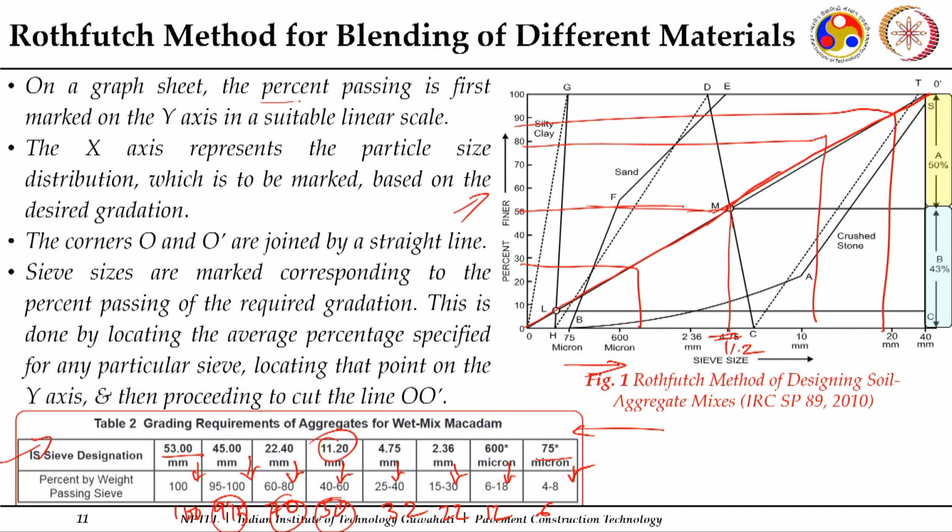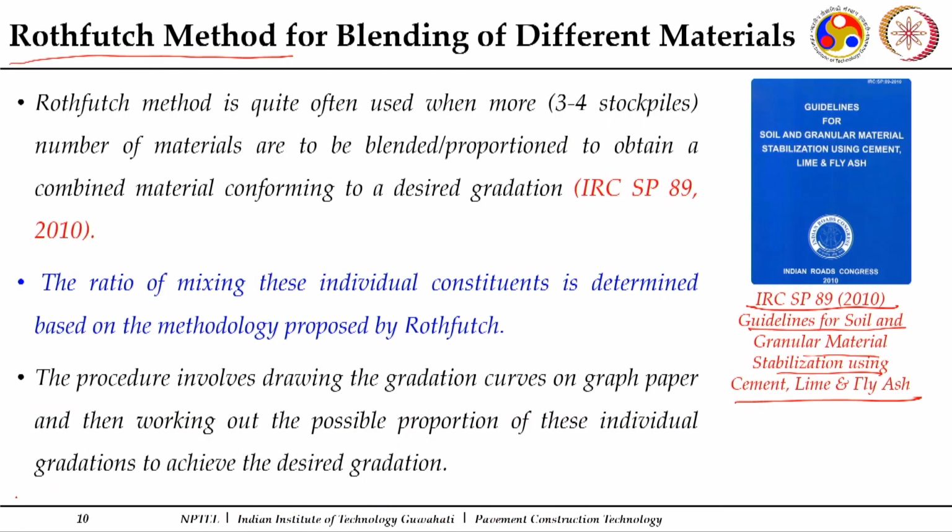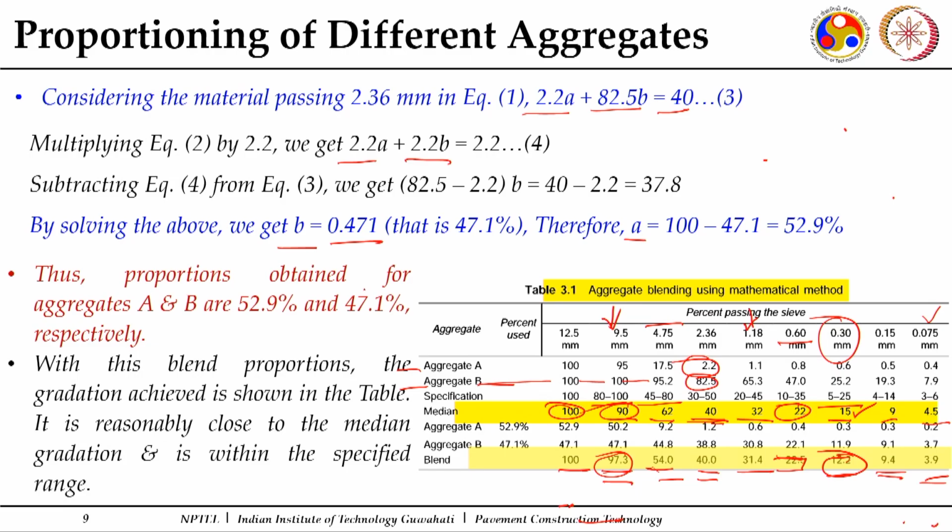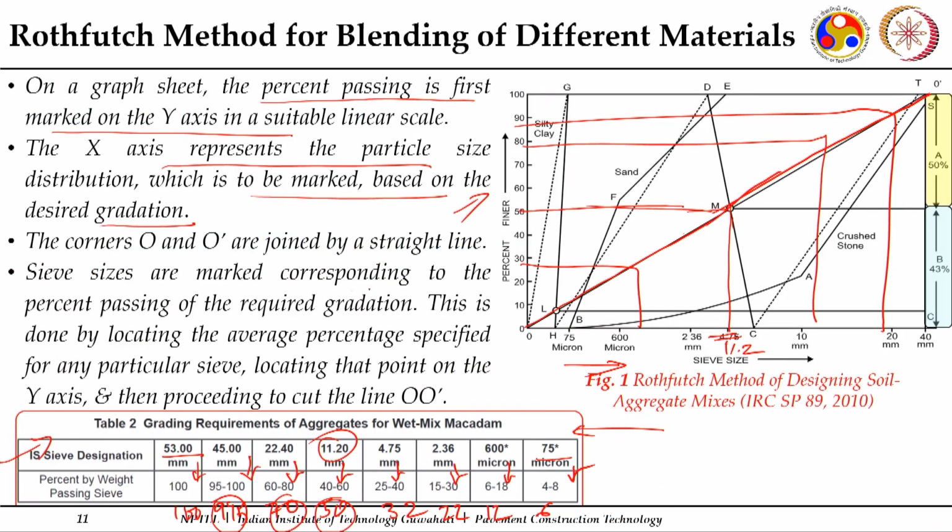So it says on a graph paper, the percentage passing is first marked on the y axis. The x axis represents the particle size, the sieve size, which is to be marked based on the desired gradation. This is an example. So this desired gradation, the proportions obtained. Sieve sizes are marked corresponding to the percentage passing of the required gradation.